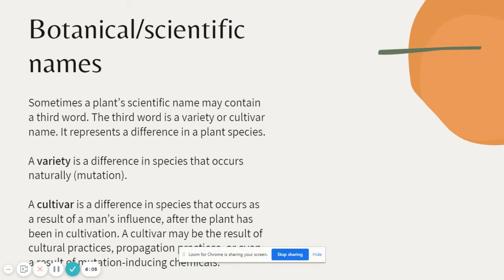A cultivar, often represented as CV, is a difference in species that occurs as a result of man's influence after the plant has been in cultivation. A cultivar may be the result of cultural practices, propagation practices, and mutation-inducing chemicals. So a cultivar is like a man-made change in the plant's DNA. Plant breeders focusing on a specific trait or gene, trying to make it look a certain way, that's going to be the cultivar. Variety is natural.